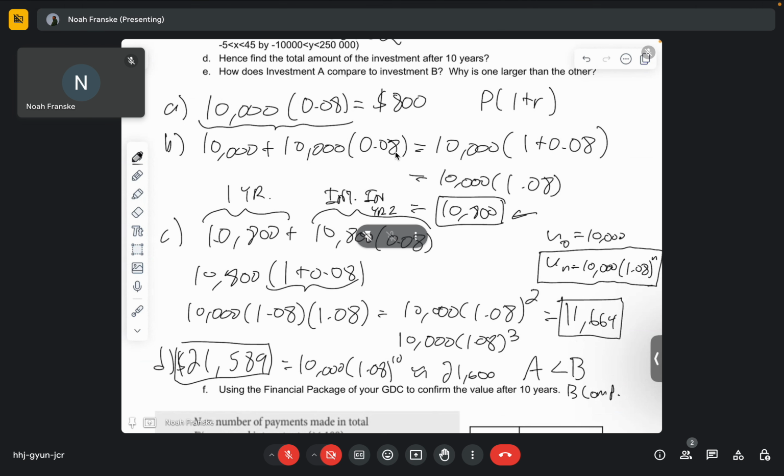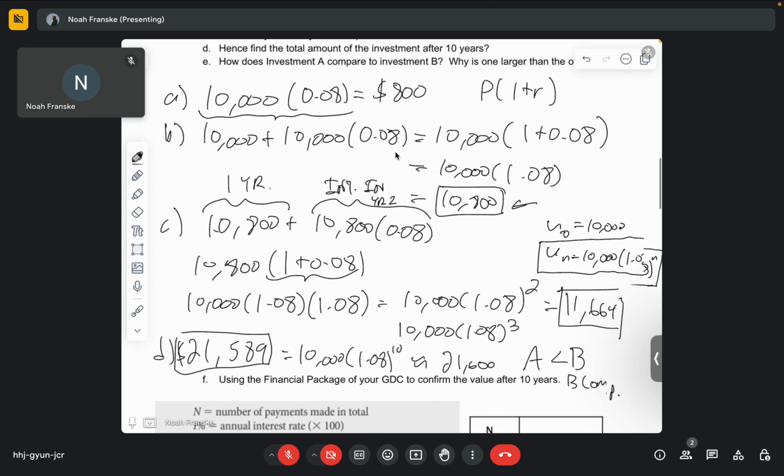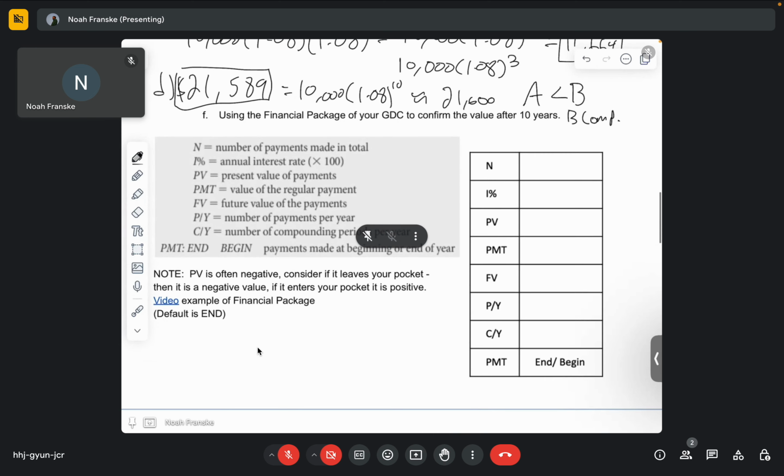Yep. All right. So now the reason I really wanted to have this calculator viewable is because I want to talk about the financial package in your calculator. It's really cool. And it does a lot of cool stuff, and we're going to see just a couple things right now.